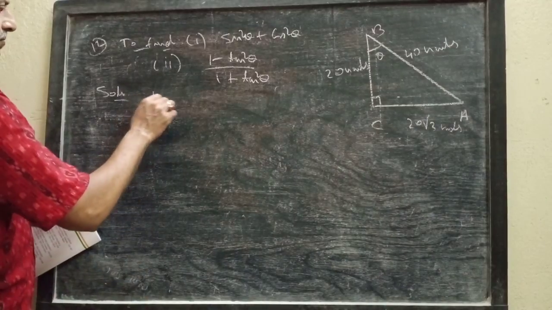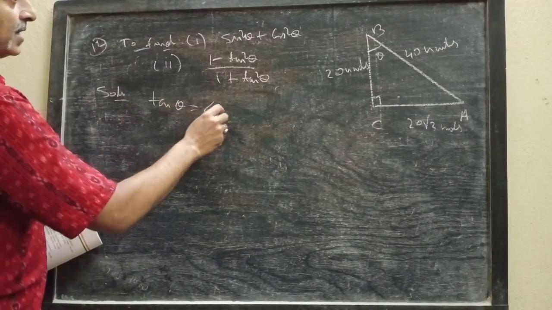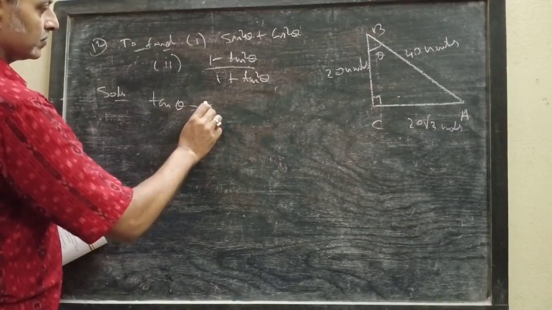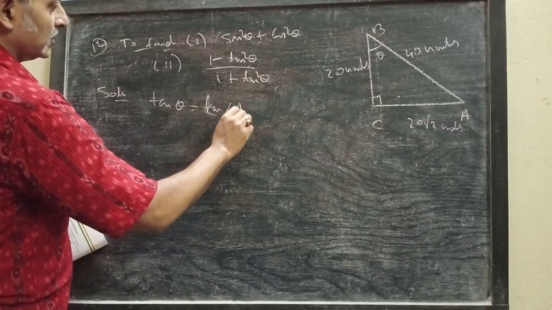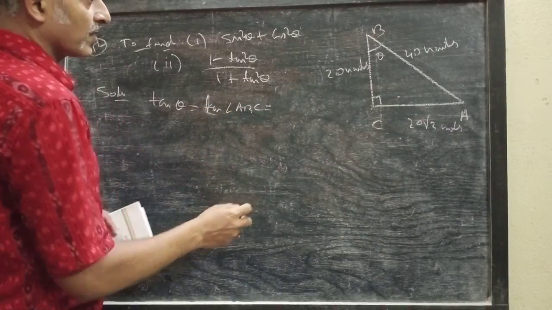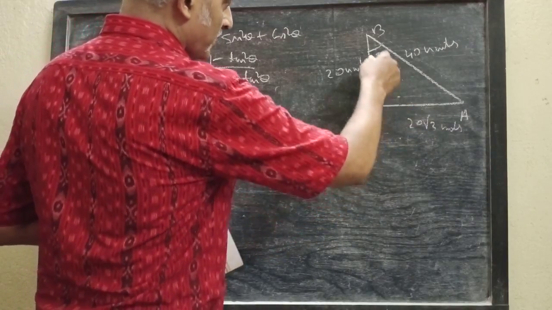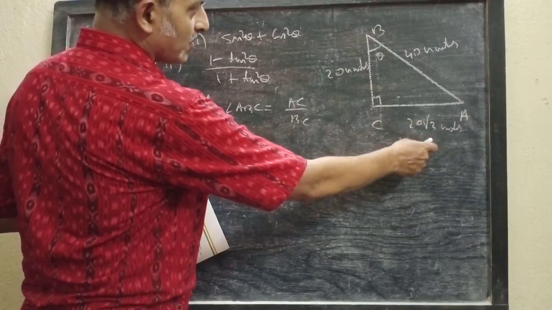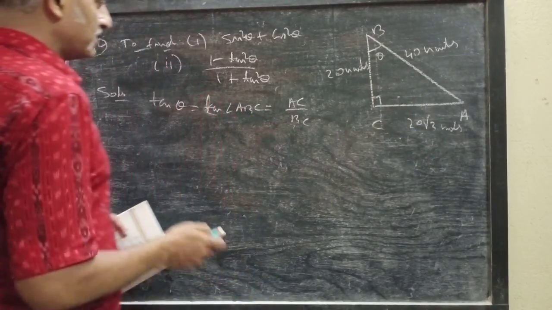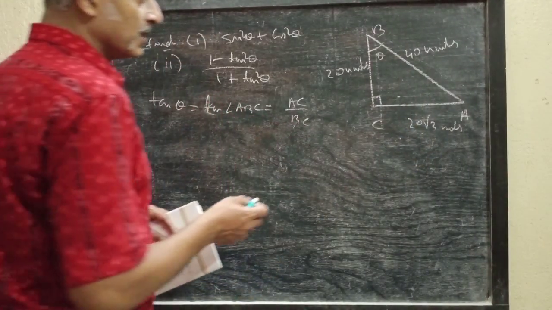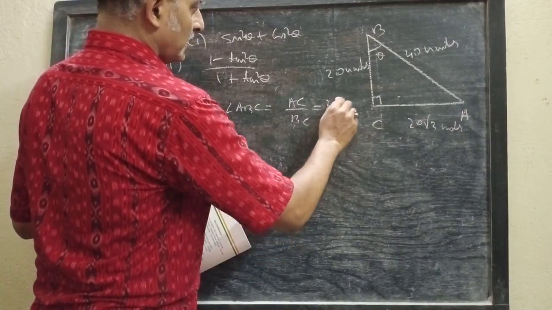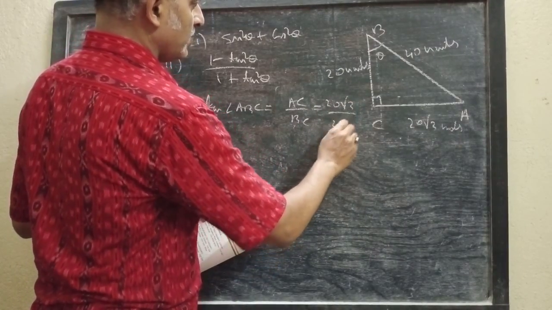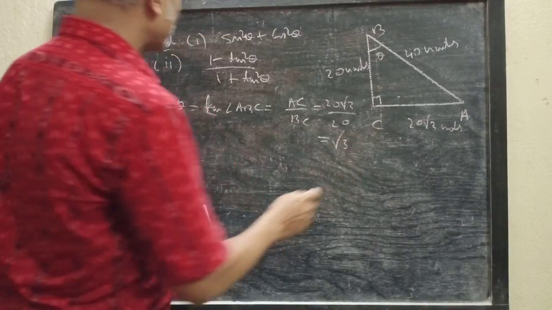Tan theta is tan of angle ABC. Tan is P by B, that is AC by BC. AC will be perpendicular because it is the side opposite to the angle concerned. Angle concerned is theta here. AC is 20 root 3 by 20. So this becomes root 3.